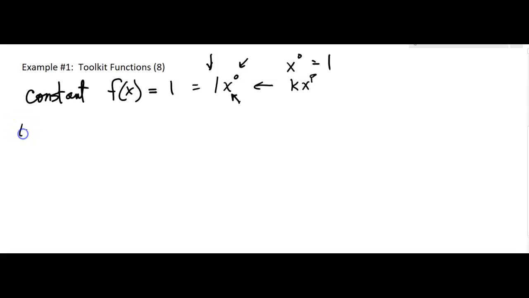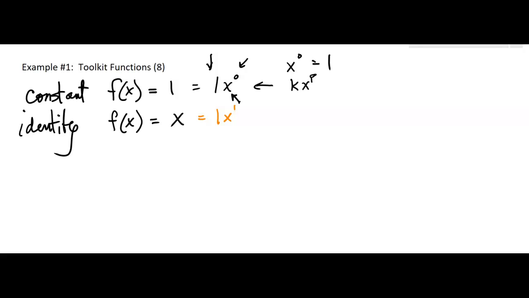Next we had the identity function, and that said f of x equals x. So the coefficient there is 1, and the exponent is 1. You could put those in. You could say this is equal to 1x to the first power, and that's going to be the same thing. Again, the coefficient and the power are both real numbers.